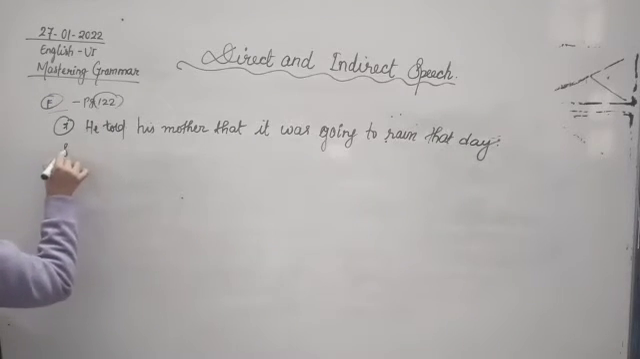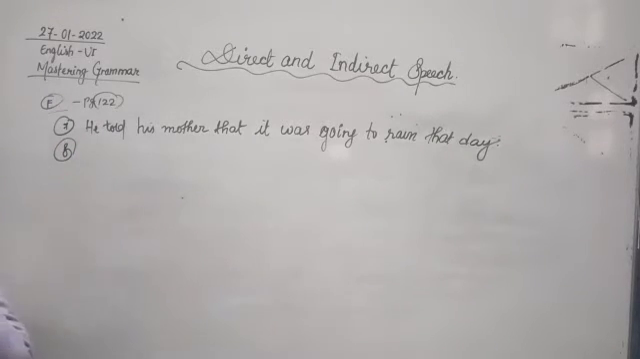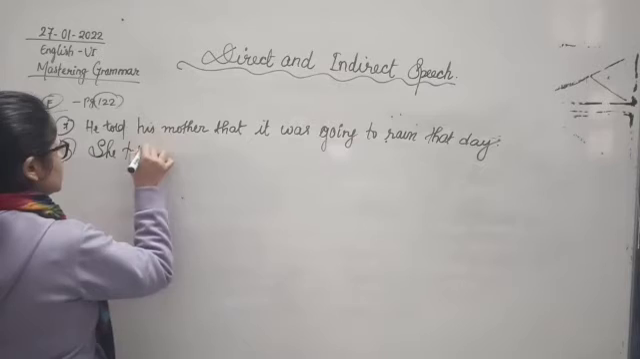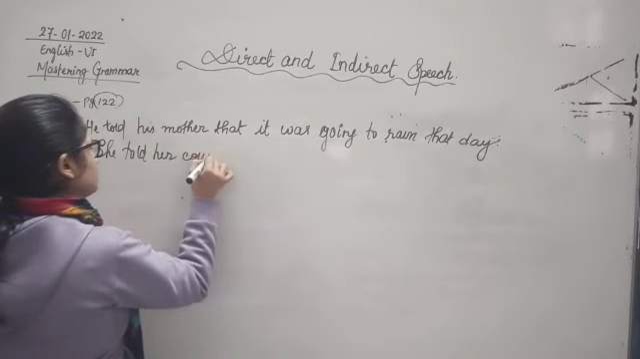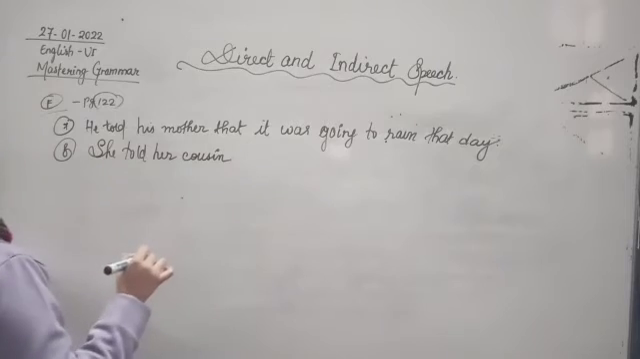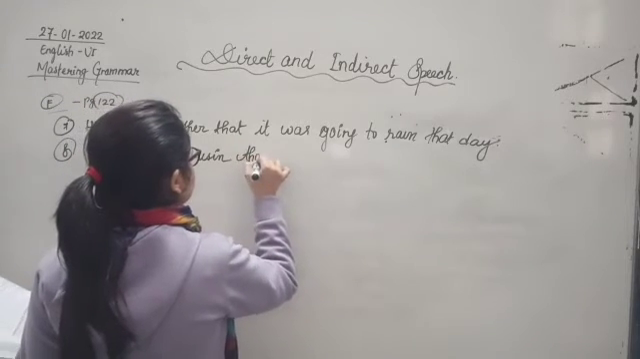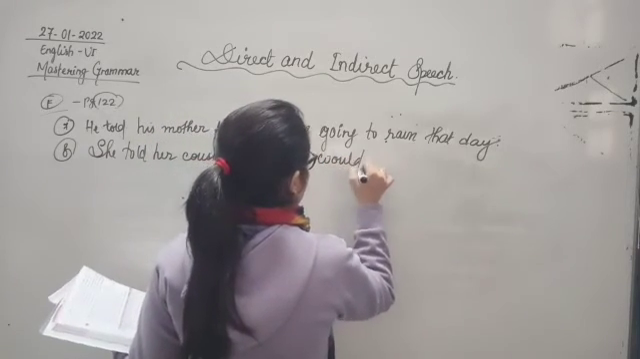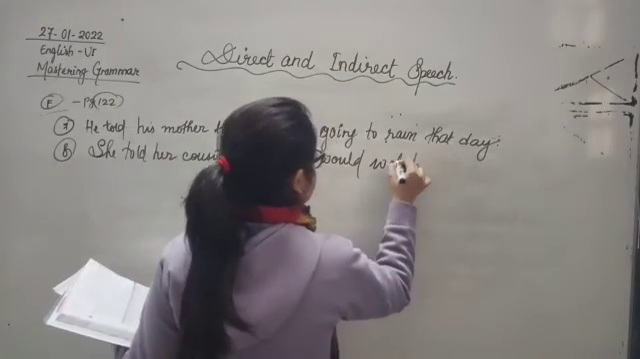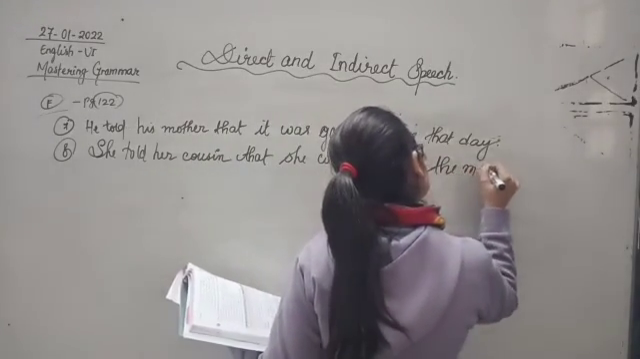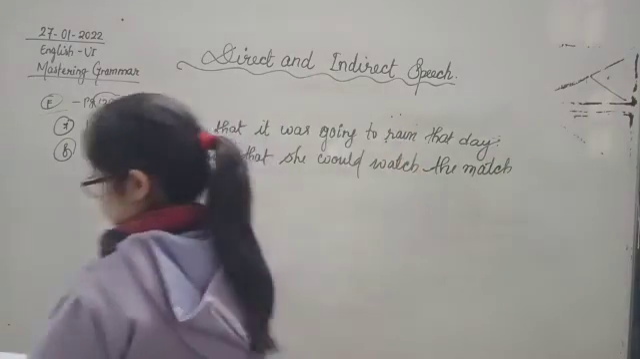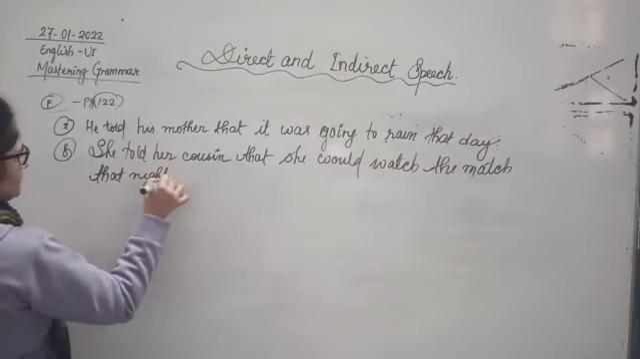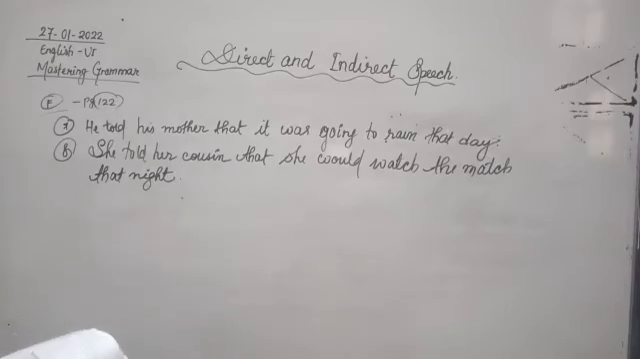Number 8. She said to her cousin, I will watch the match tonight. She told her cousin that she would watch the match that night. Tonight changes to that night. Okay children, so this completes our exercise F.